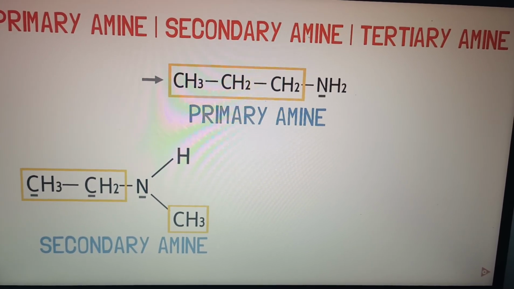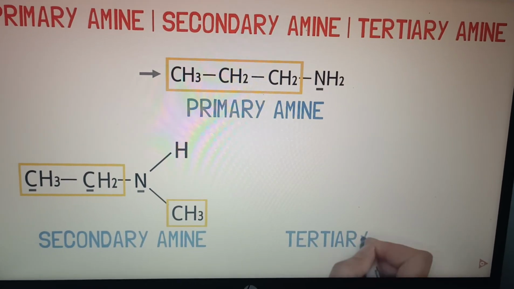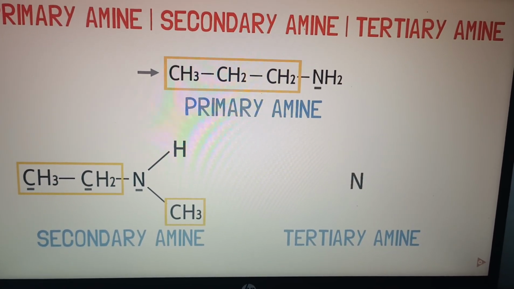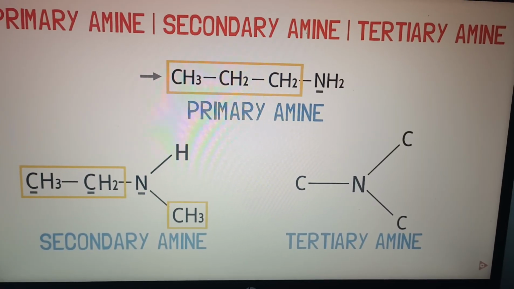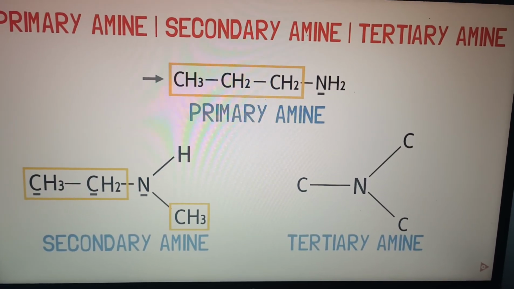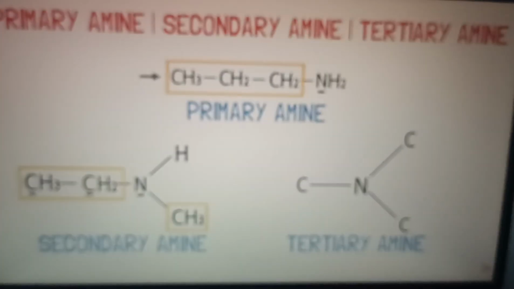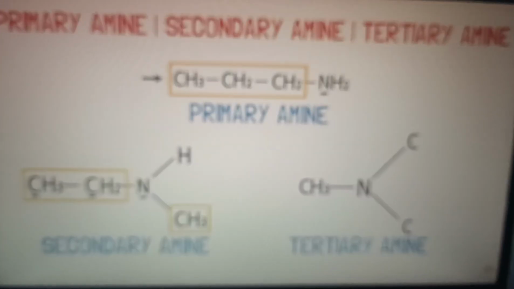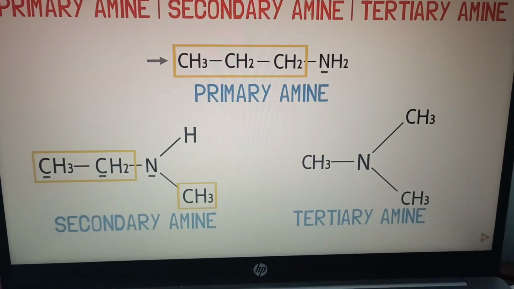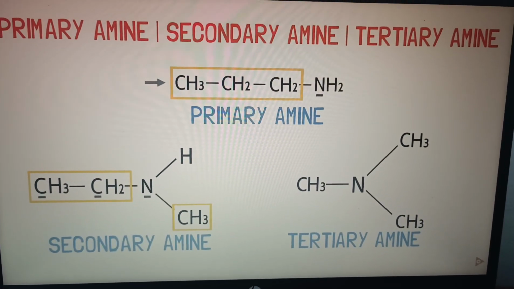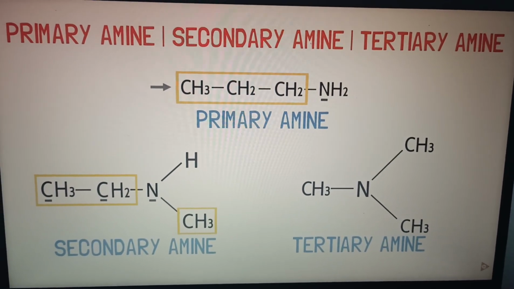So now the turn is for the tertiary amine. In the tertiary amine, the nitrogen is surrounded by three carbons. So these are the three carbon chains. In these three carbons, now complete the hydrogens. The nitrogen is already complete, so it will become the tertiary amine.